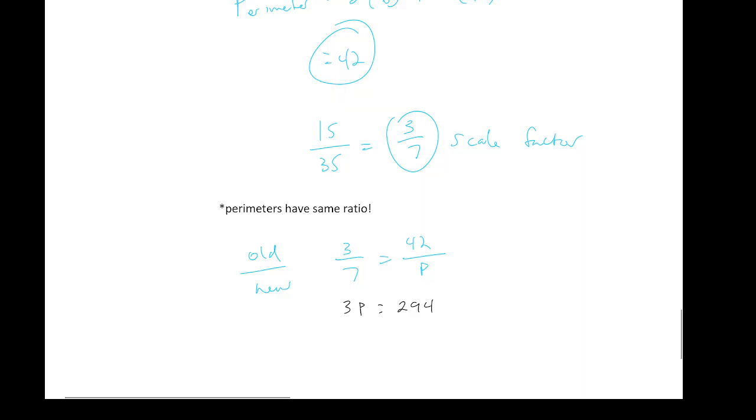Is 294 divisible by 3? Sure is. 2 plus 9 plus 4 is 15. So it goes in, and P is equal to 98. Sorry, capital P. What does that mean? This is the perimeter of the new garden.